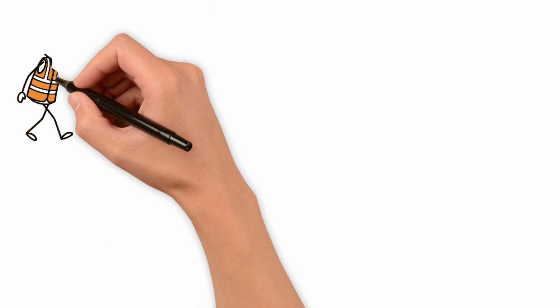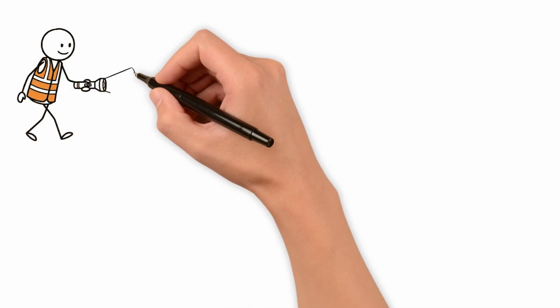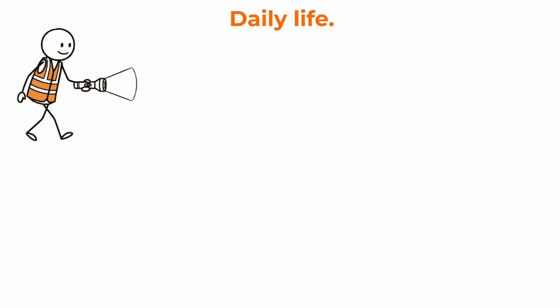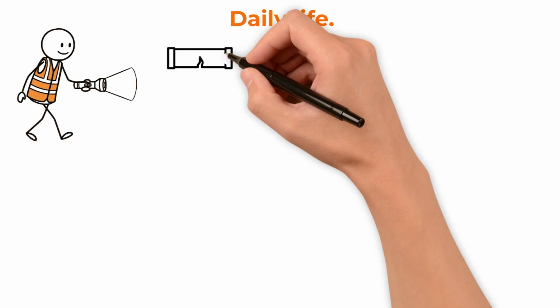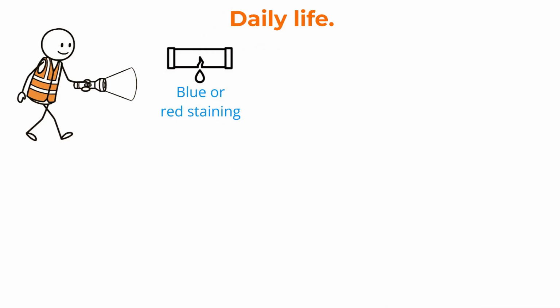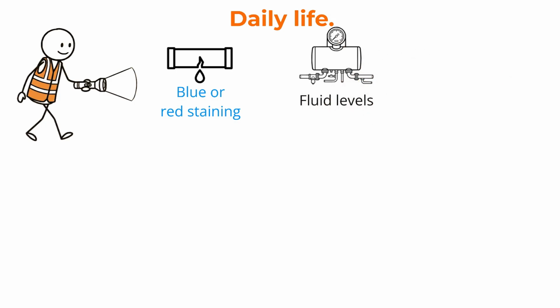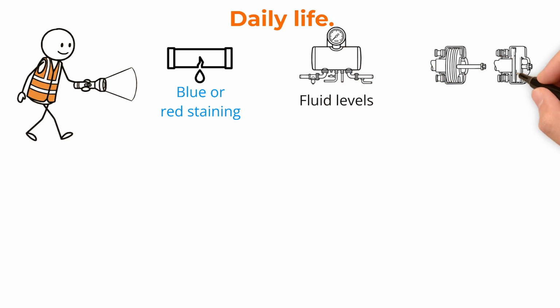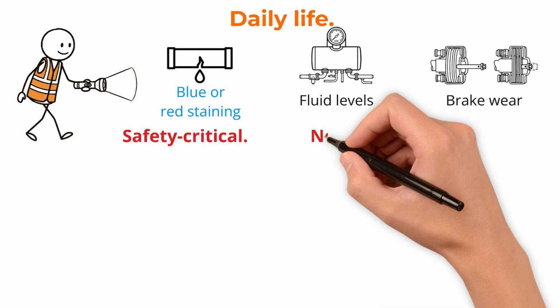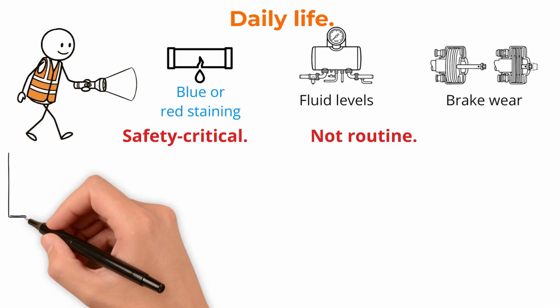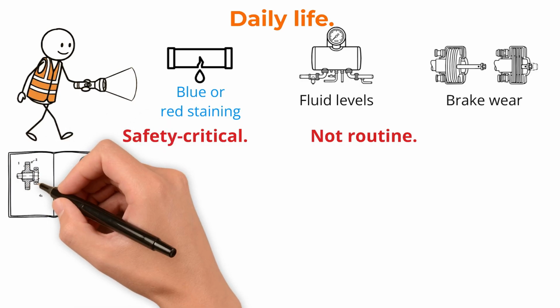As an aircraft maintenance engineer, hydraulic systems are part of my daily life. During a walk-around, I'm checking for fluid leaks, blue or red staining around actuators, pipes, and connections. I'm checking fluid levels in the reservoir. I'm checking brake wear indicators. These are not routine checks in the casual sense. They are safety-critical inspections that directly determine whether that aircraft is airworthy.